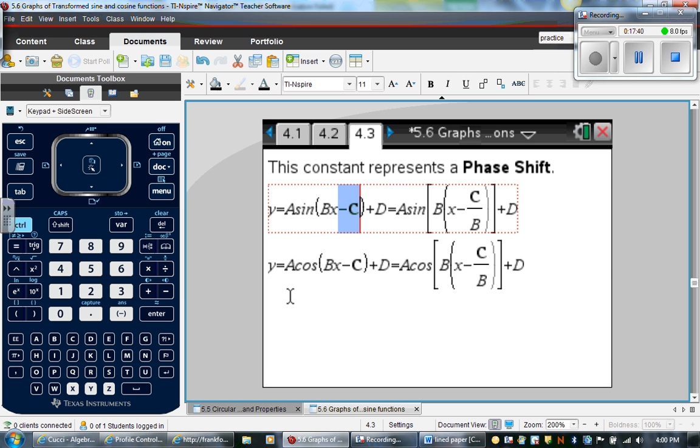When we're looking for the phase shift, if we're trying to determine what the phase shift is algebraically, you do have to divide out the frequency in order to determine what the phase shift is. The C over B, that's your phase shift. So if your frequency is something other than 1, you have to divide everything there by the frequency, pull it out, then this term here is your phase shift. Okay. So it's a little tricky, and we'll do some practice with that.